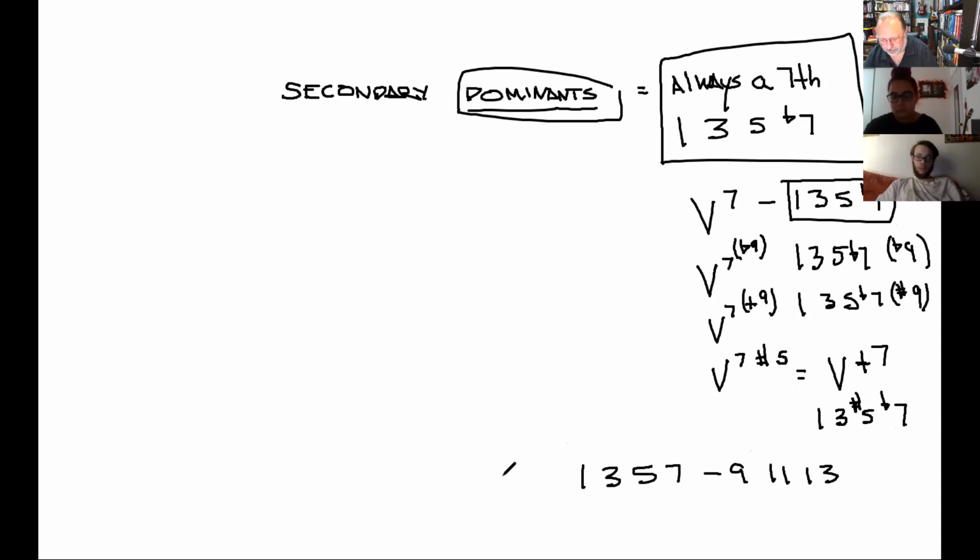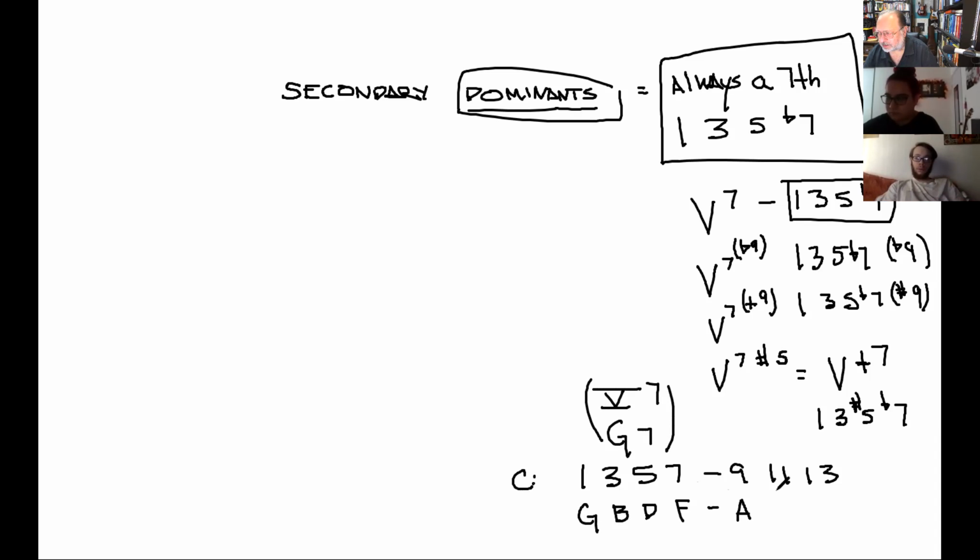So in the key of C, we have a G7 chord, because it's a 5, right? So we have G, B, D, F, right? Now the 9 is the same as the 2 of a scale, right? So the 9 is going to be A, and the 11 is the same as a 4 of a scale, so it's going to be C, and the 13 is the same as a 6, so it's going to be E. So there's the full stack. That's a G13.